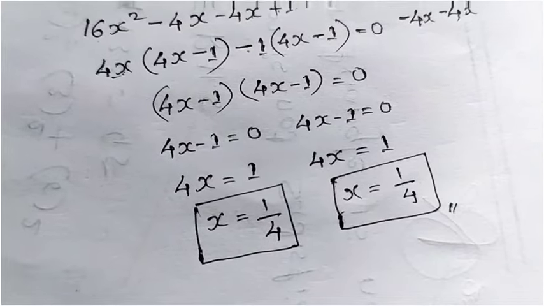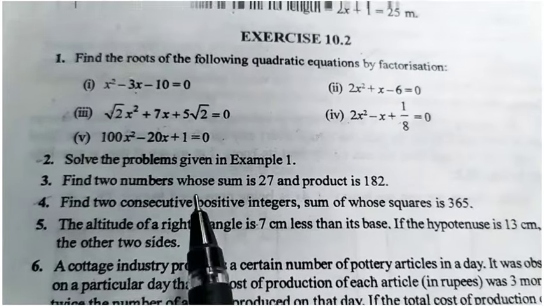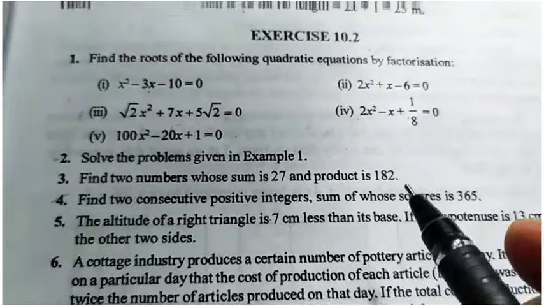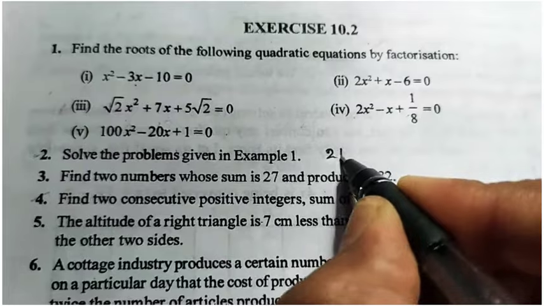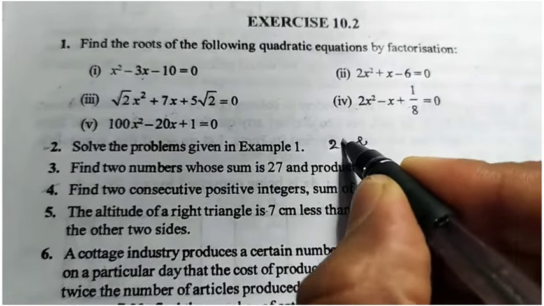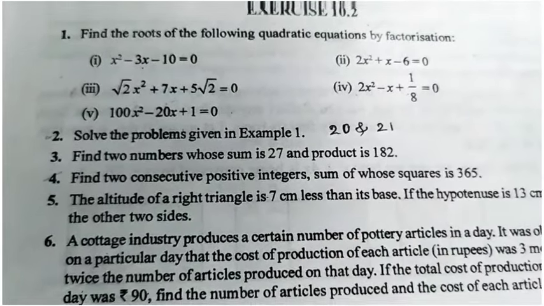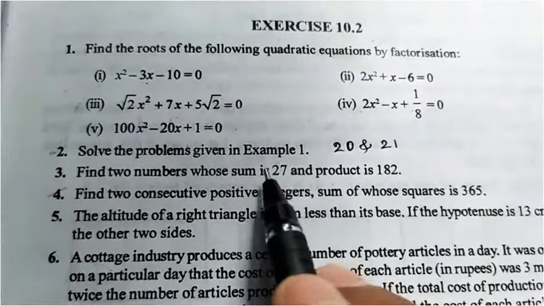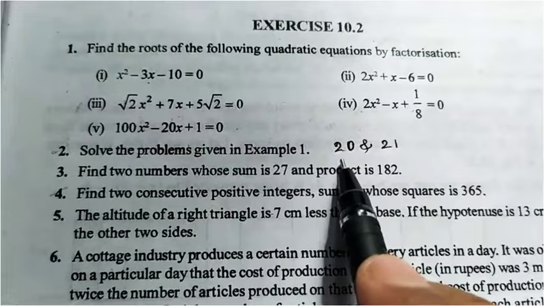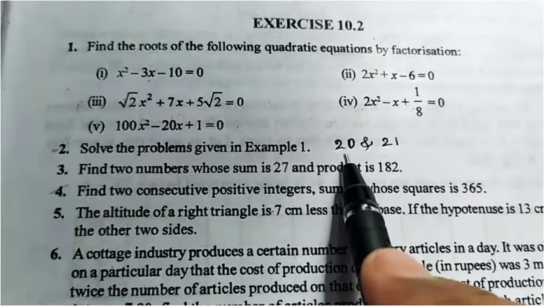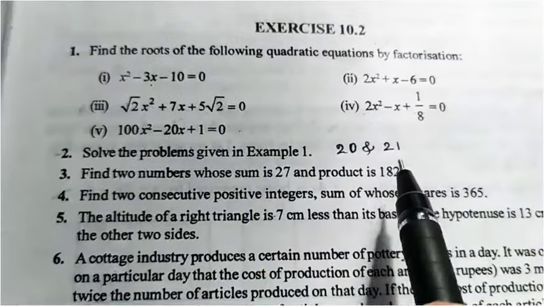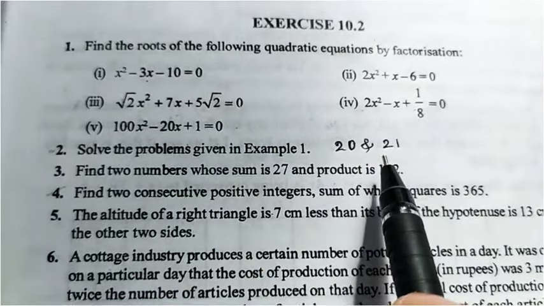Fifth one is for your practice. The second main question: solve the problems given in example number 1. Here, on page number 20 and 21, you will get example number 1. Already they solved half. They created the quadratic equation already, just you have to find the roots using the factorization method. Okay, in page number 20 and 21.